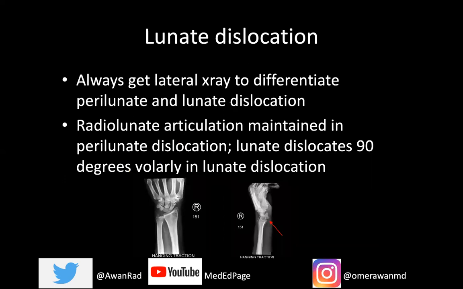And this, of course, is a lunate dislocation because the lunate has dislocated 90 degrees volarly or anteriorly in this case, right? So one view is no view. Always look to assess and get a second view if you need to, okay? So nice example of a lunate dislocation.